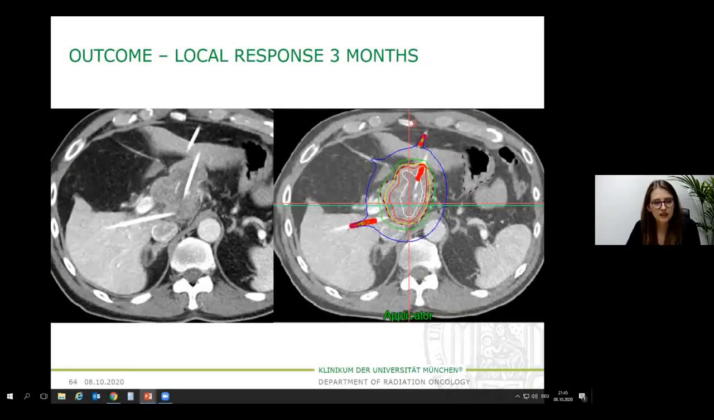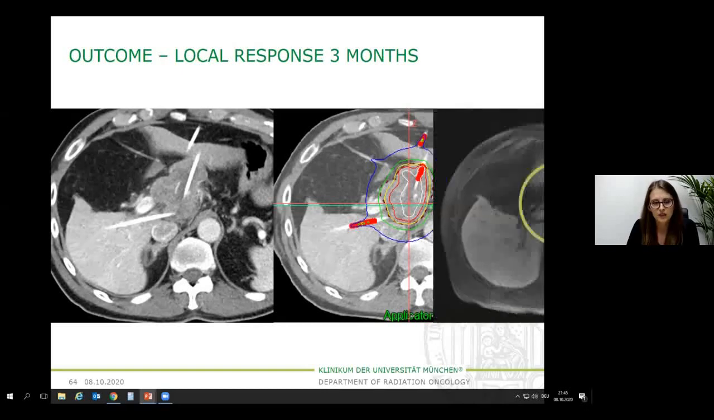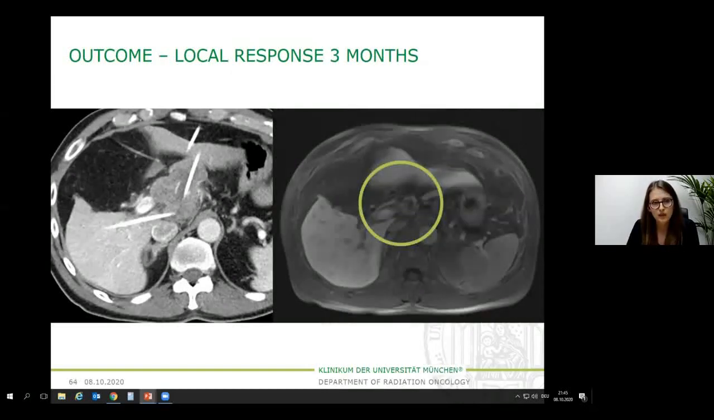This is an example of a big lymph node bulk in the liver hilus, and you can see here our brachytherapy catheters. This was our dose distribution, and the good thing in HCC is the response is really quick. Usually this is the follow-up after 3 months, and you see already a very, very good response.